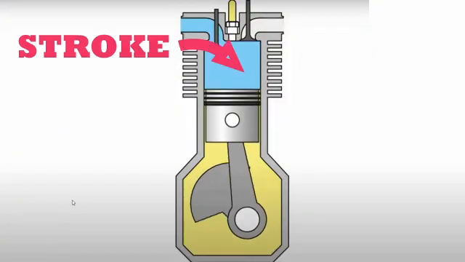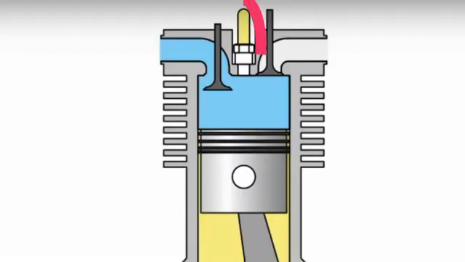So the larger the stroke, which is the displacement of the piston, the larger the amount of air and fuel mixture inside the cylinder. This is regulated by the opening and closing of the intake and exhaust valves. This mixture is then ignited by the spark plug, which is located on top of the cylinder.